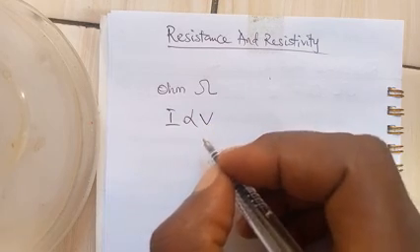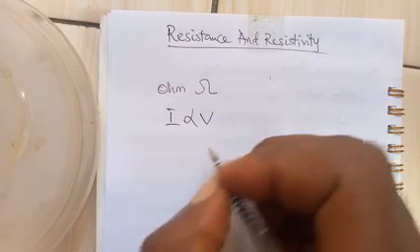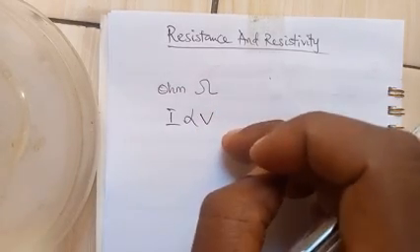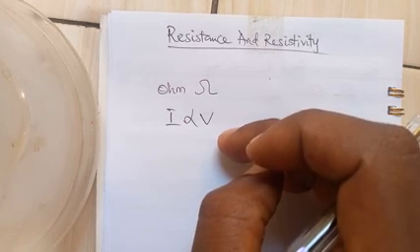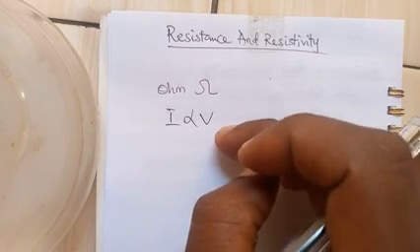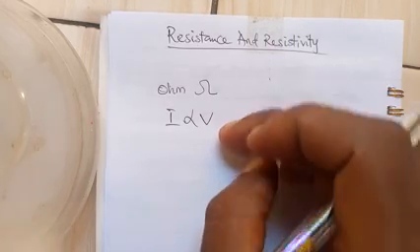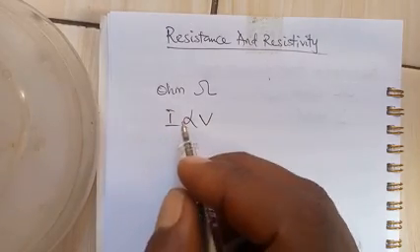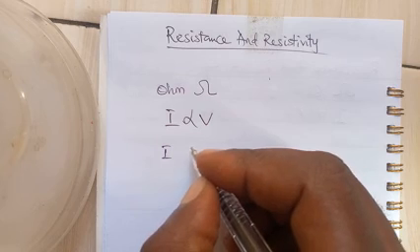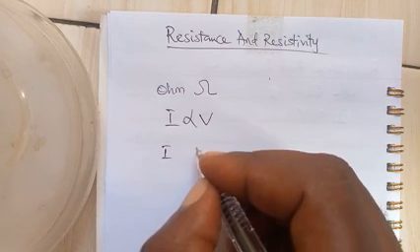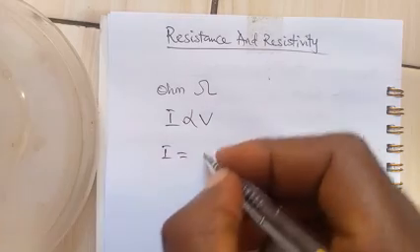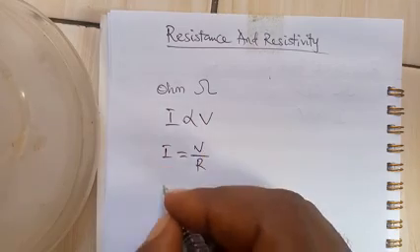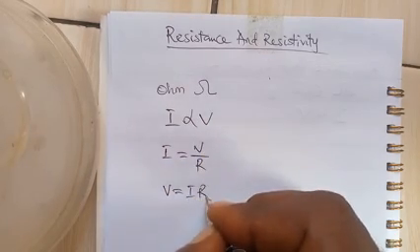Now, for electric current to flow in a circuit, there must be a potential difference between two ends of the wire. If not, the electric current will not flow. Now, this potential difference is usually provided by the battery. We can also define resistance such that current I is inversely proportional to the resistance of a given voltage. So I is equal to V over R. If we make V subject of the formula, V is equal to IR.